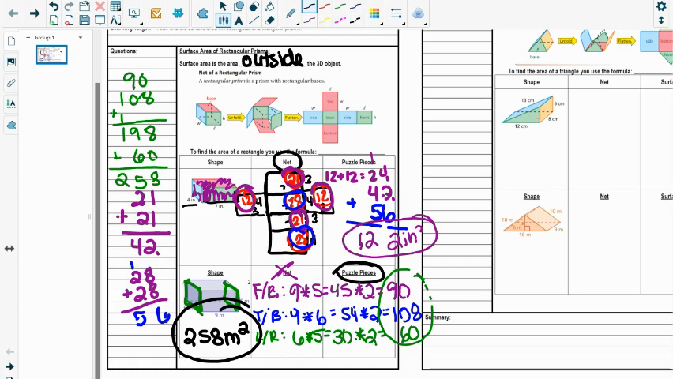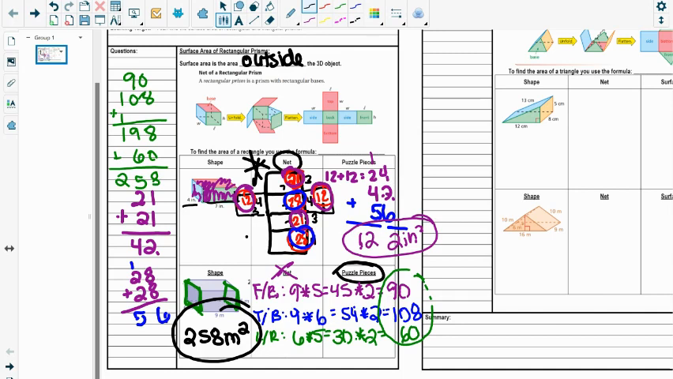Okay, now if we would have drawn the net, like this example here, and found the area of every box, we also would have gotten 258. So it does not matter which method you like better. If you're like, "Mystic, I have no idea where you got these numbers right here," that's okay. You can do it with the net every single time.